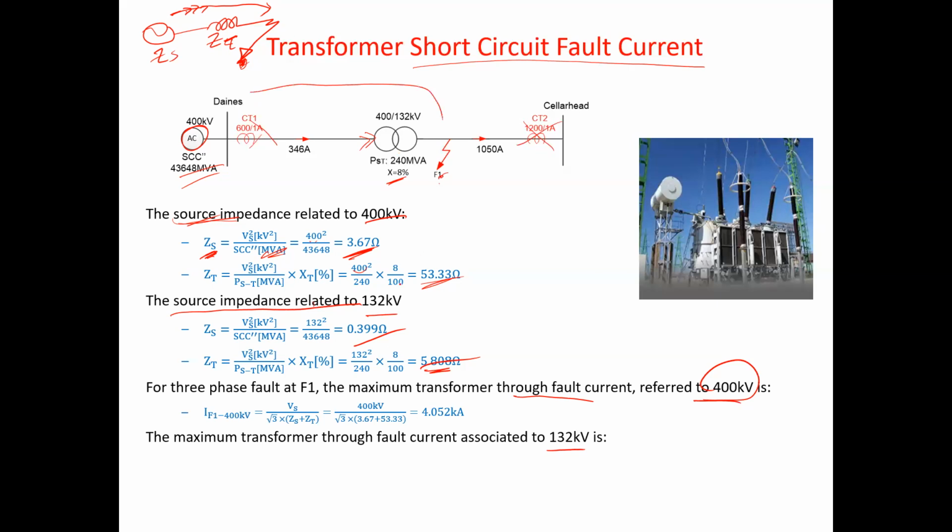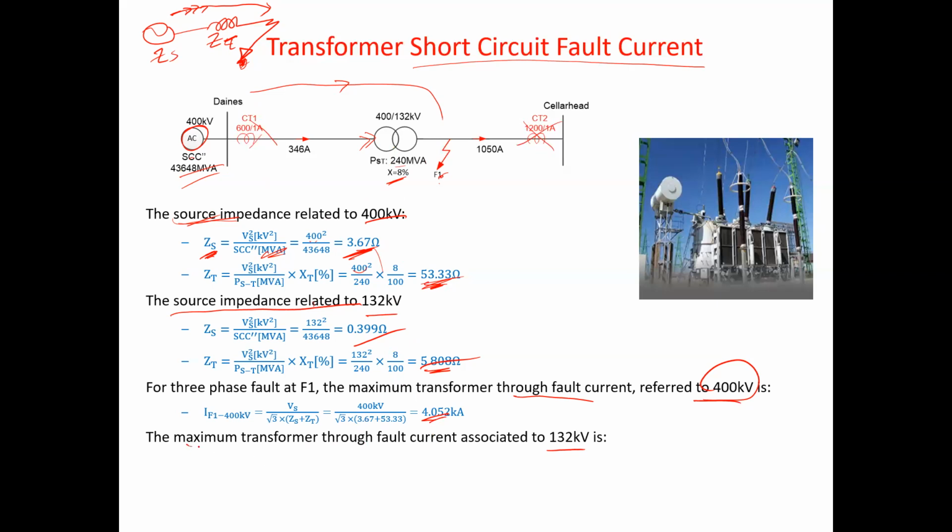Okay, current, because the current always comes from the source. So 400 divided by root 3 times 3.67, which is the source impedance of the generator, plus the transformer impedance at 400, which is 53, this one. So now we have 4 kiloamp.